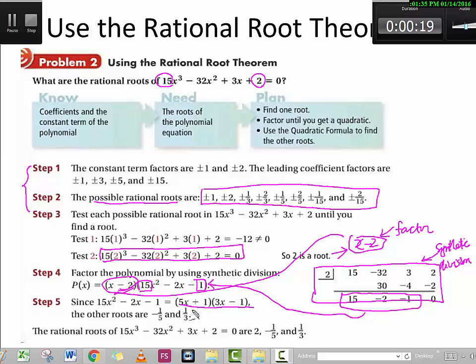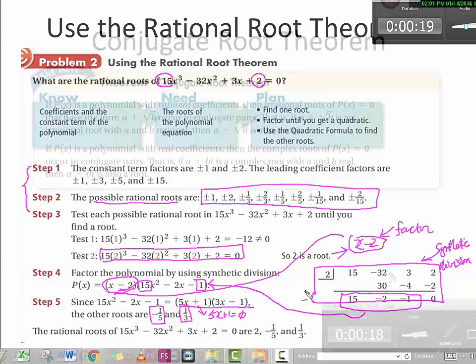Once we get that, we can set this equal to 0, 5x plus 1 equal to 0, and solve for x, and that's why the root is minus 1 over 5, and the other root is 1 over 3. So all together, you have 3 rational roots, which are 2, negative 1 over 5, and 1 over 3.